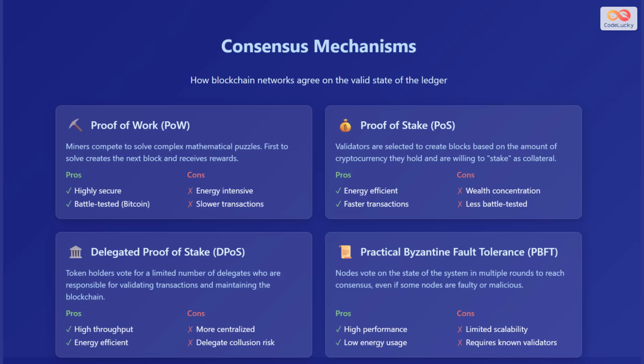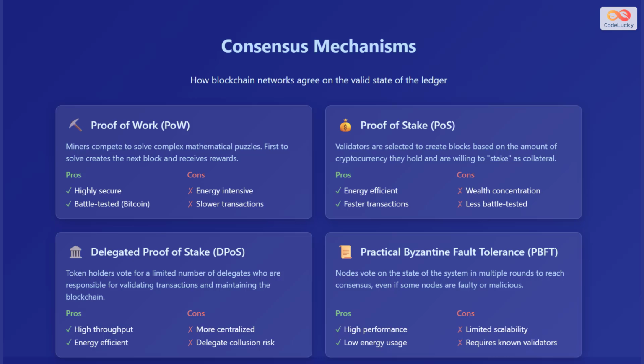Next is delegated proof of stake. In delegated proof of stake, token holders vote for a limited number of delegates who are responsible for validating transactions and maintaining the blockchain. Delegated proof of stake provides high throughput and is energy efficient. However, it is more centralized and carries a risk of delegate collusion.